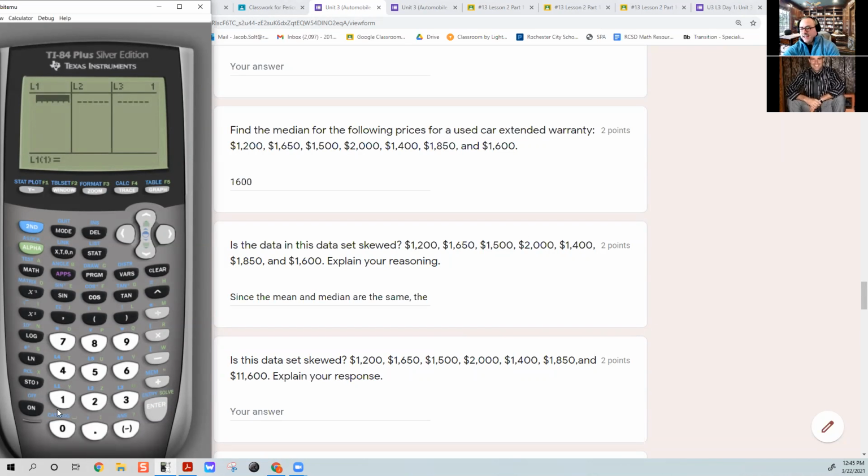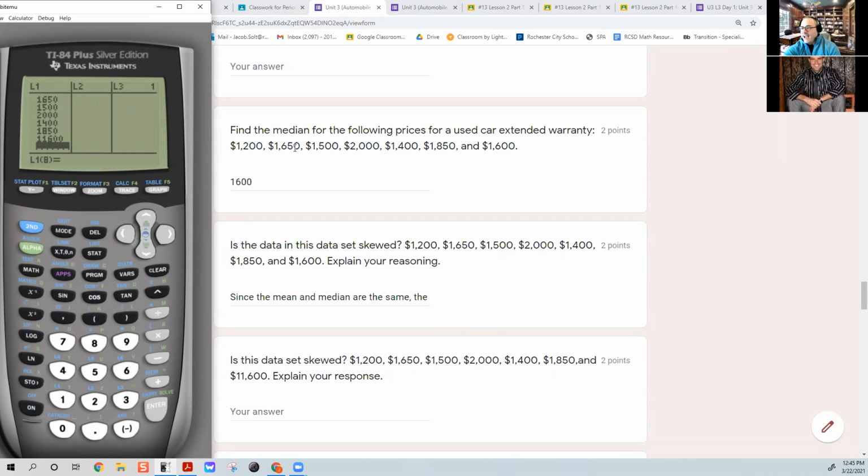I want to enter this data here into my calculator. So there is 1,200, press enter. 1,650, press enter. 1,500, press enter. 2,000, press enter. 1,400, enter. 1,850. And 11,600. So Keyshawn asked, I think, how did I find the median before?